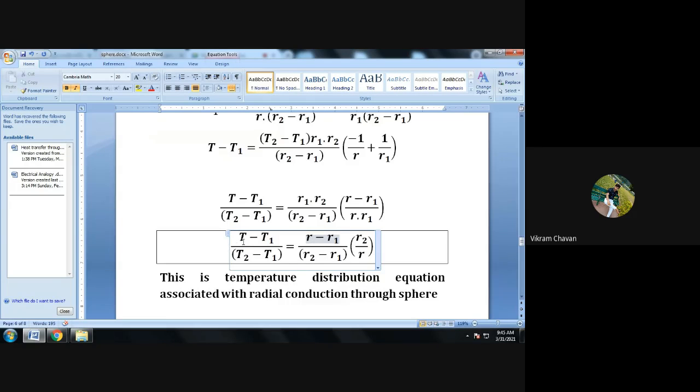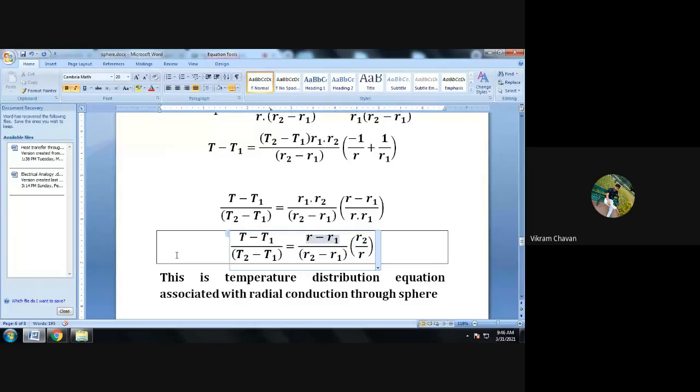By using this equation, we just have to put in the temperatures and the inside and outside radius values, and we can determine the temperature at radius R, meaning at any radius within that object. So this is the temperature distribution equation associated with radial conduction through a sphere.